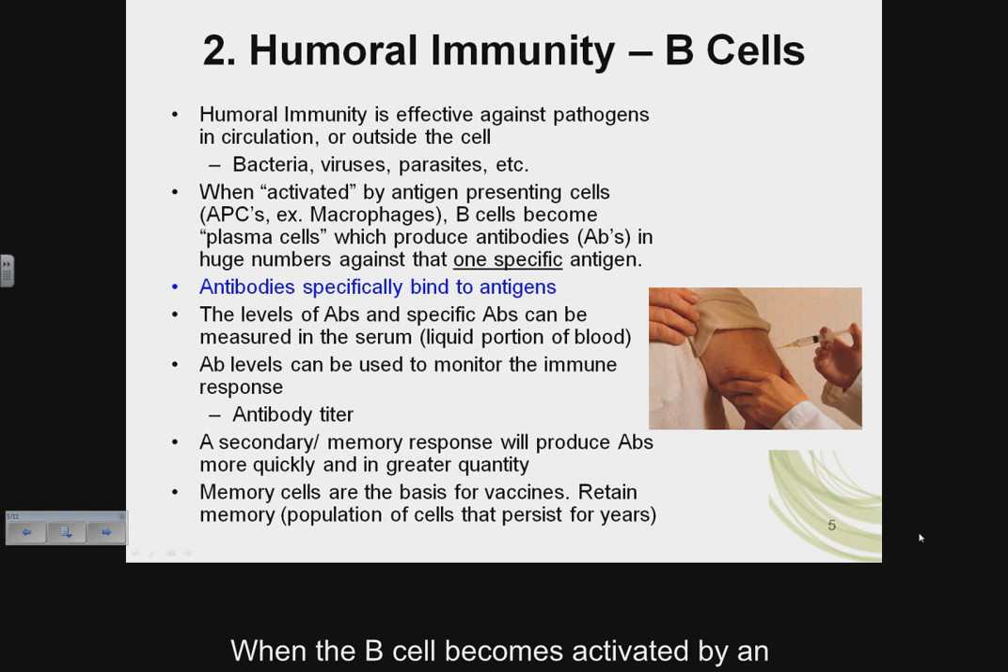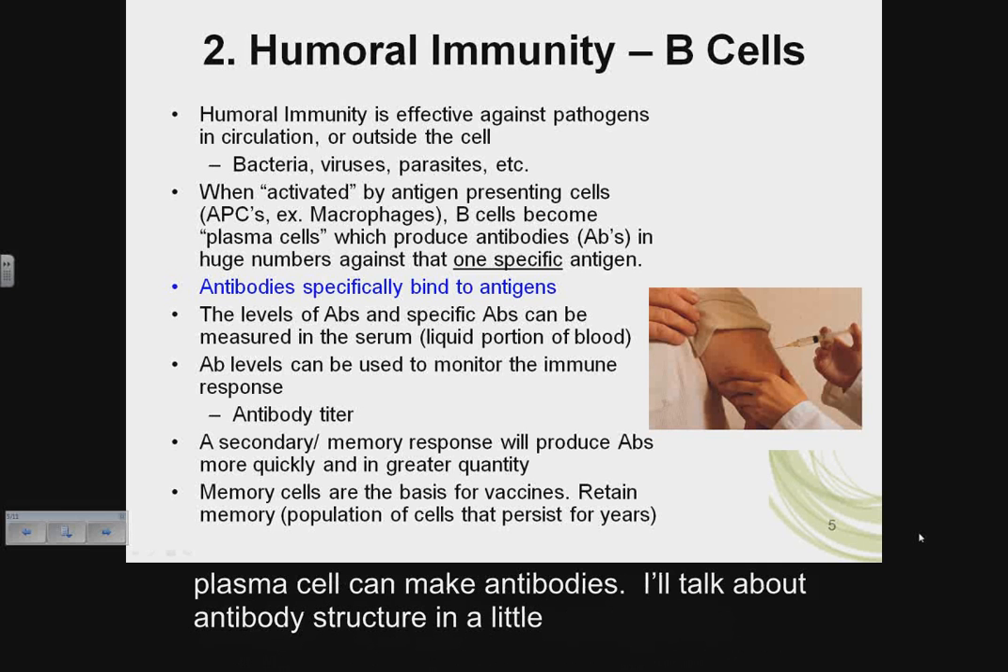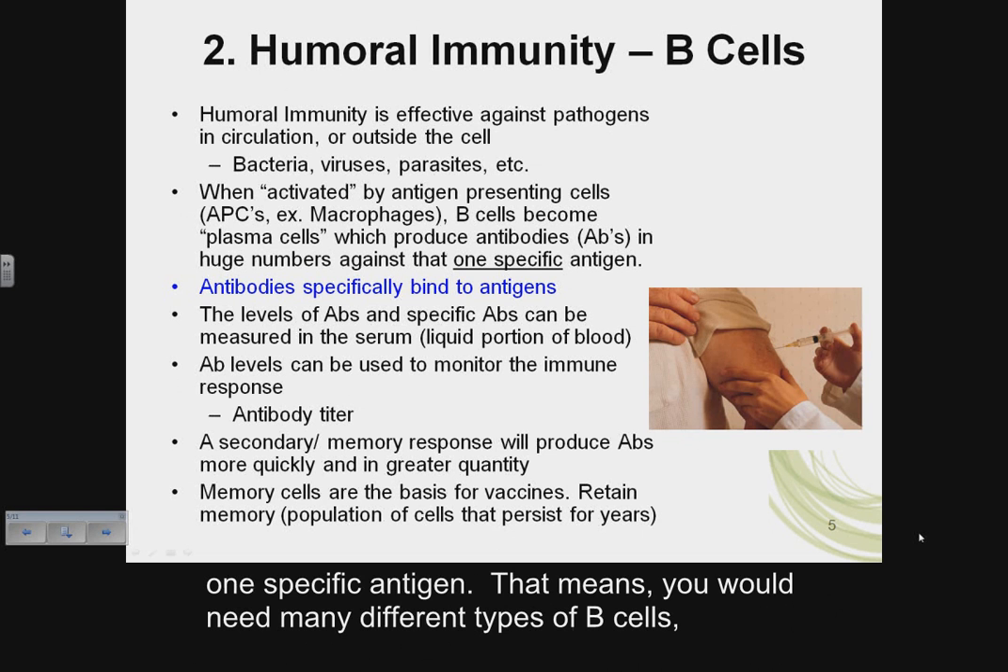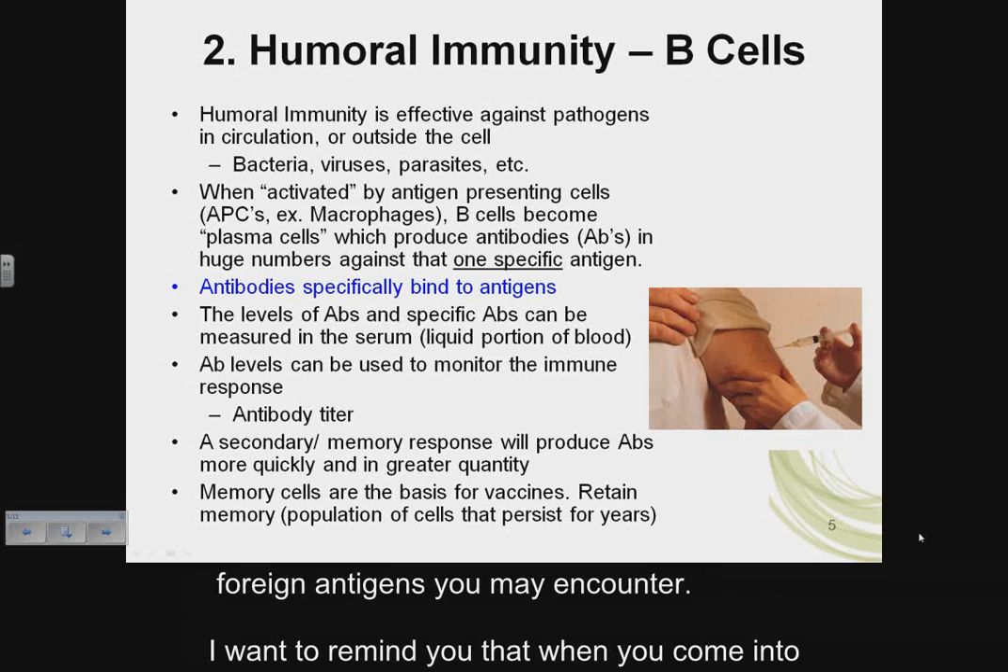When the B cell becomes activated by an antigen-presenting cell, such as the macrophage, or activated by a helper T cell, the B cell will mature into a plasma cell. The plasma cell can make antibodies. I'll talk about antibody structure in a little while. Again, I want to emphasize that the antibody will only be able to recognize one specific antigen. That means you would need many different types of B cells, each capable of making only one type of antibody, to defend against the endless number of foreign antigens you may encounter.